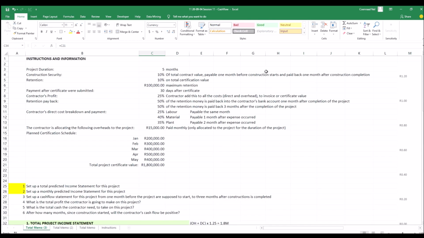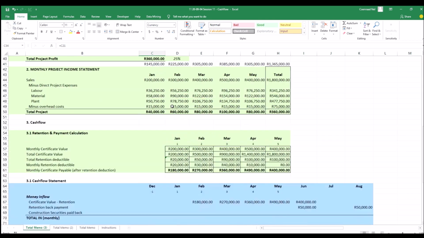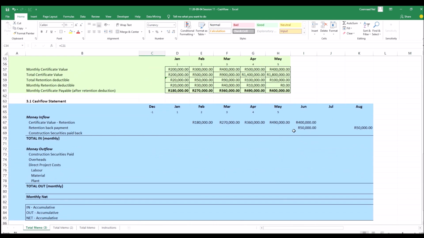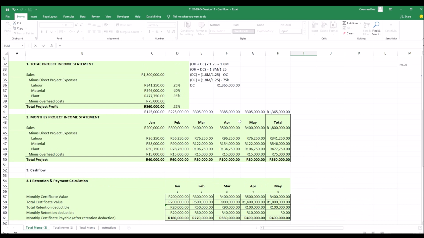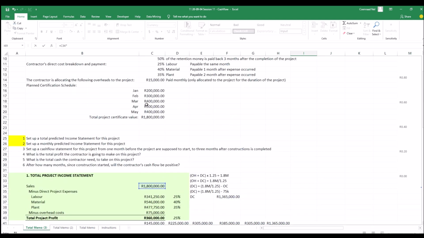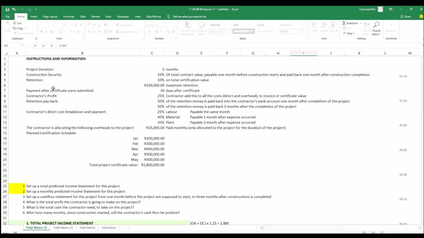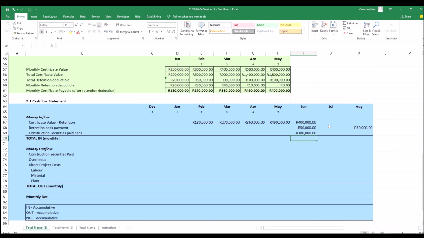Security, we get it back 1 month before construction, paid back 1 month after construction completed. 1 month after, so again that is in June. So the money that we get back would be equal to the total contract value, that's the 1.8, multiplied by my 10% construction security. There we go, 10%, and that is the 180,000 that you get back over there. And that is all the money that you get back that's flowing in.